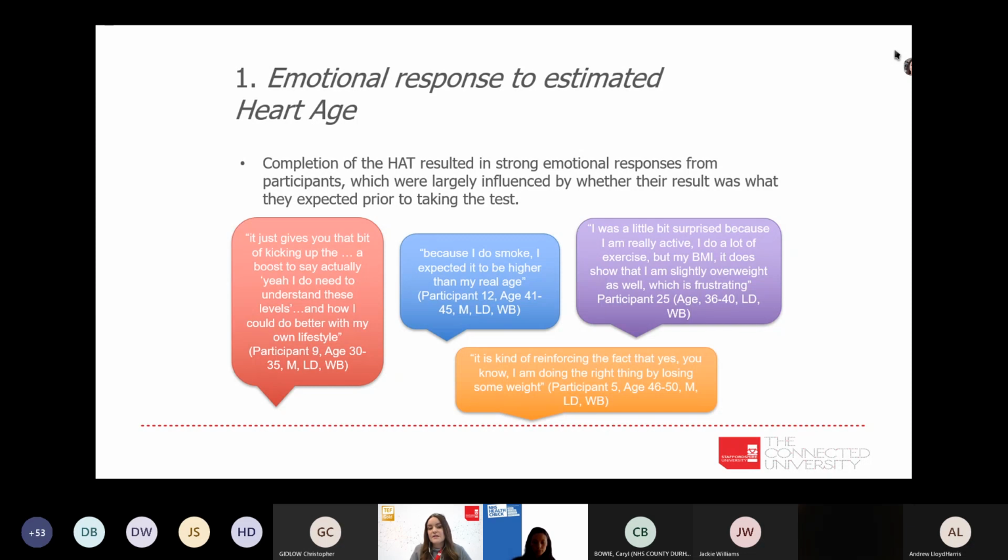And for those who received an estimated heart age older than their chronological age, the test served as a wake-up call and encouraged them to reevaluate their lifestyle, as said by participant 9 in the red bubble: "So it just gives you that little bit of a kick up there, a boost to say, actually, yeah, I do need to understand these levels and how I could do better with my own lifestyle."